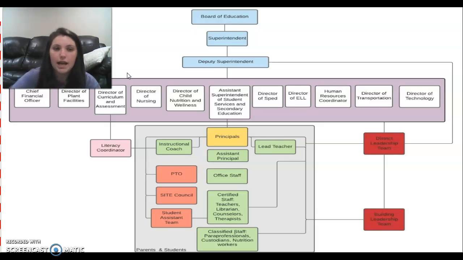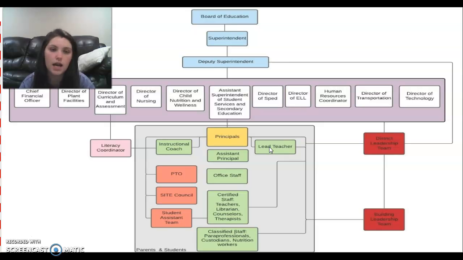And then to the side right here is our lead teacher. So if the principal is out and the assistant principal is out, or if the school doesn't have an assistant principal, the lead teacher is in charge. So they leave their classroom, they have an actual classroom, they are a teacher, and they are just in charge of the building or behavior that arises when the principals are out of the building.